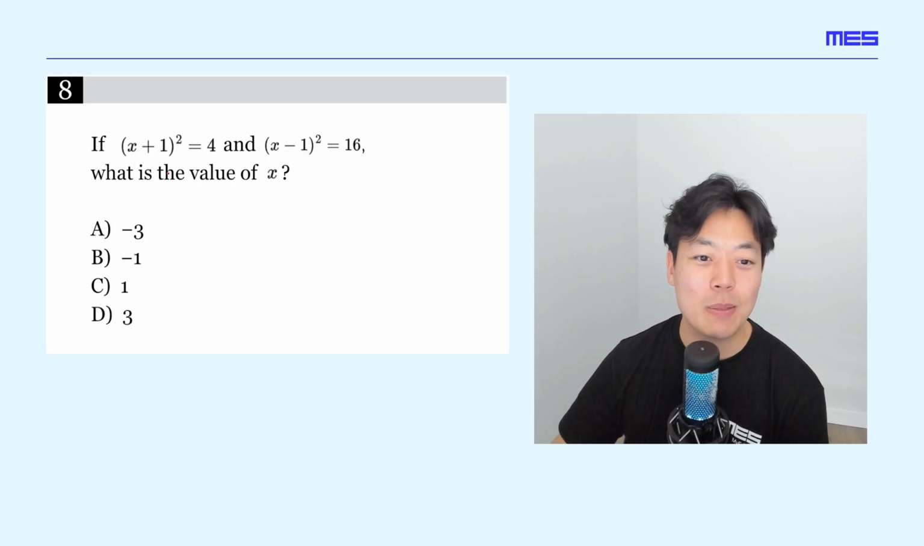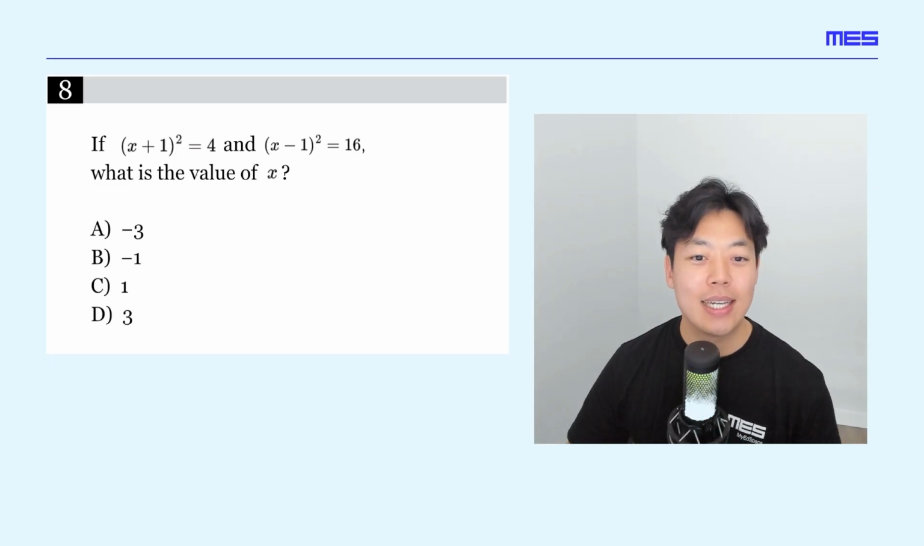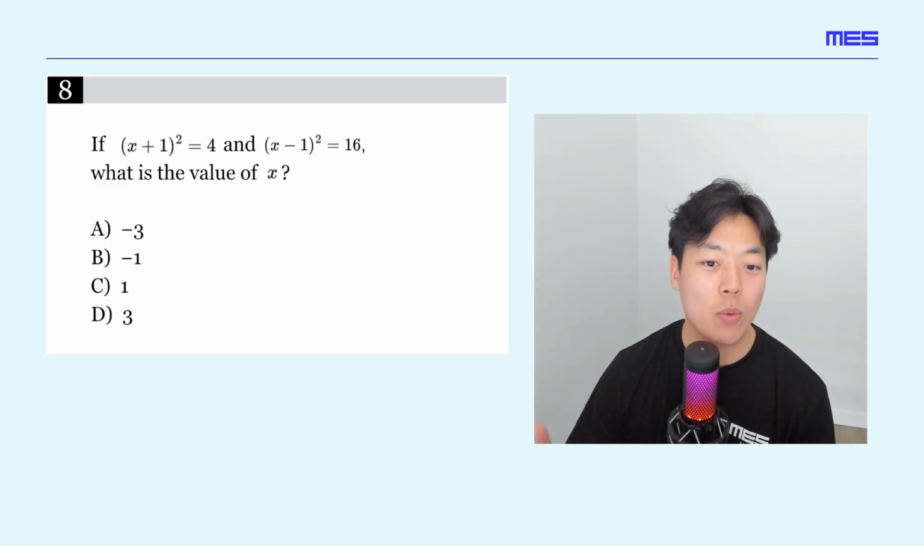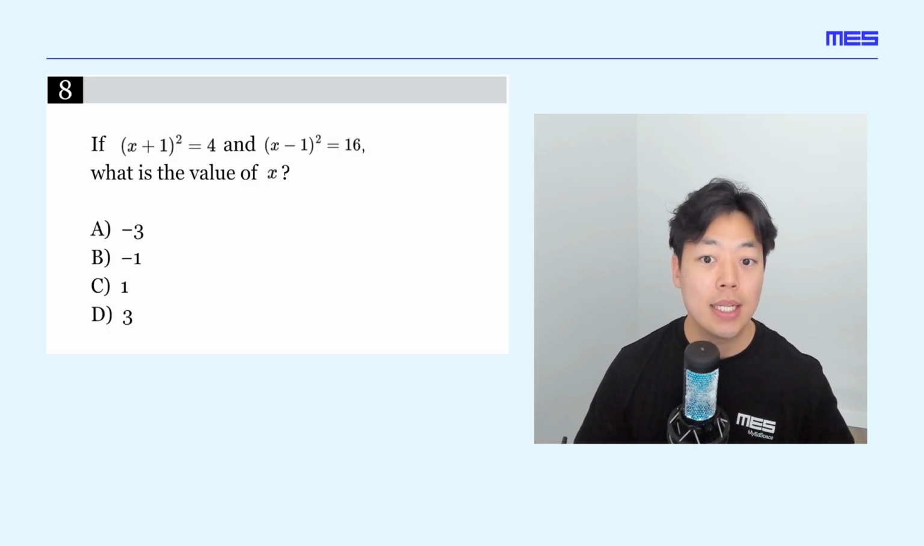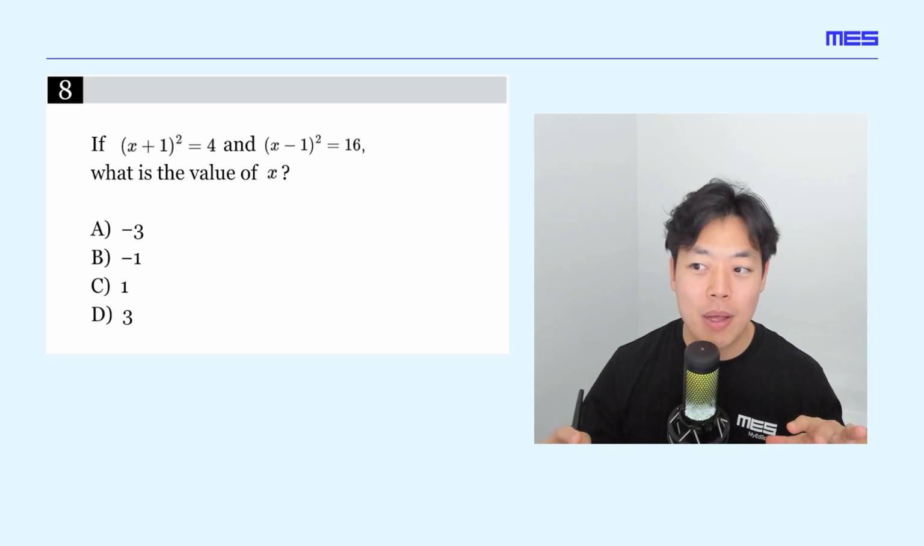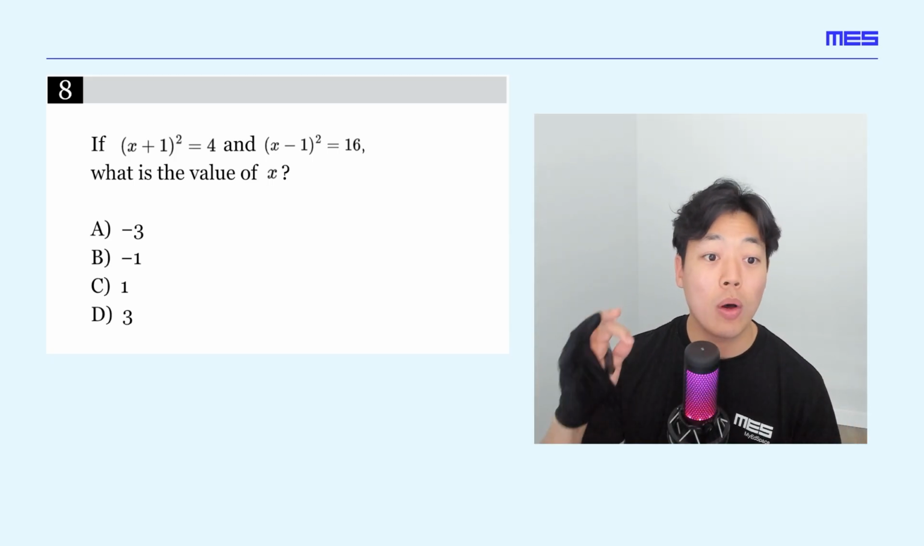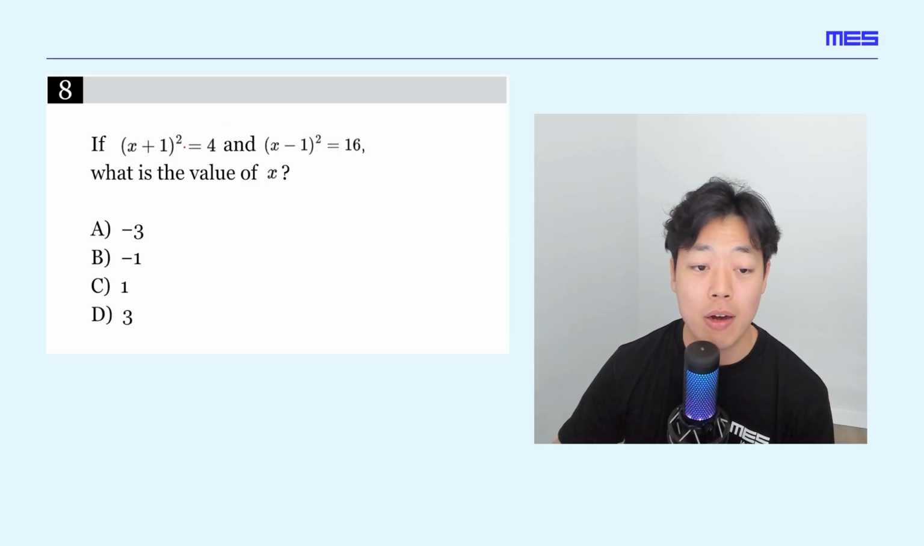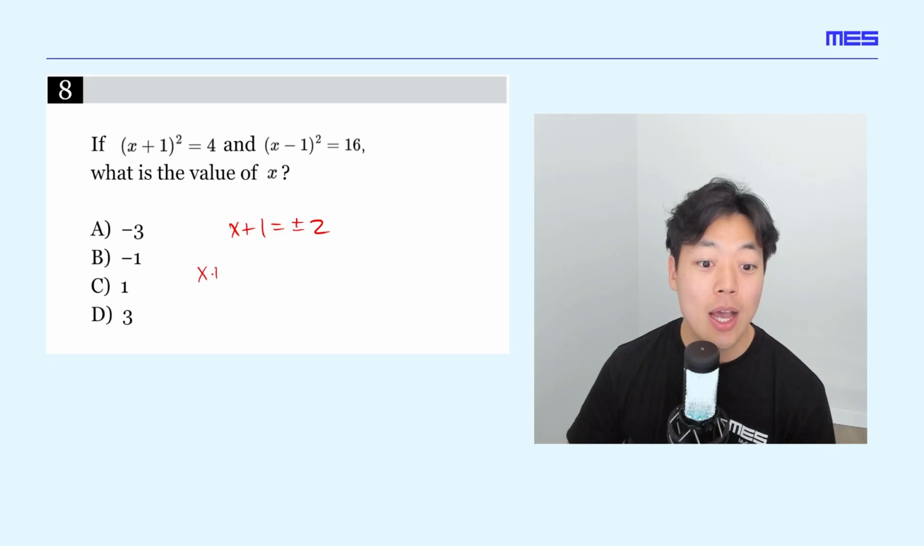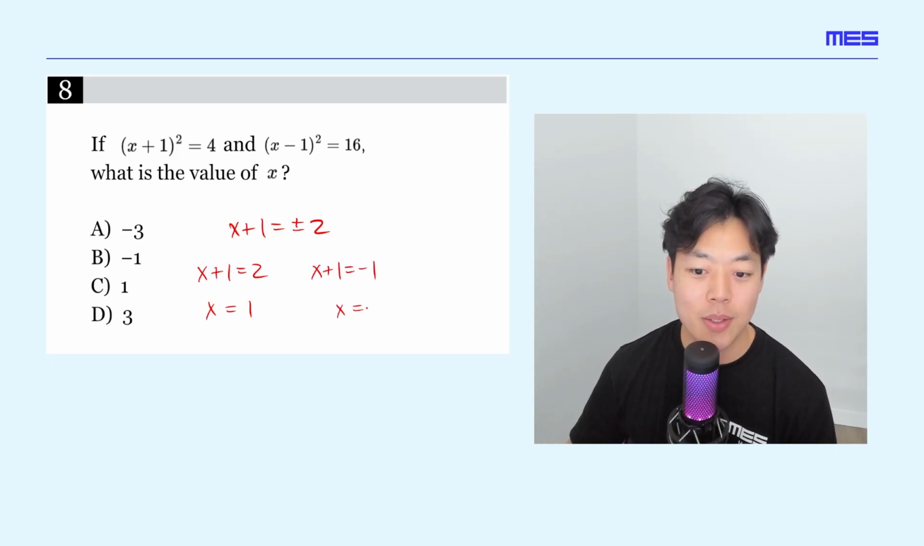Number 8. If x plus 1 squared is equal to 4 and x minus 1 squared is equal to 16, what is the value of x? The easiest way to go about this is to go step by step. Don't try to just dive into the problem ever. Always think about what's given and what we can do. So here, x plus 1 squared, let's solve. We can take the square root of both sides of an equation, but whenever we do, we must consider both the positive and negative version of that square root. The square root of 4 is 2. We consider both the positive and negative version. We can split this into 2 equations. And we get x is equal to 1 and x is equal to negative 2.